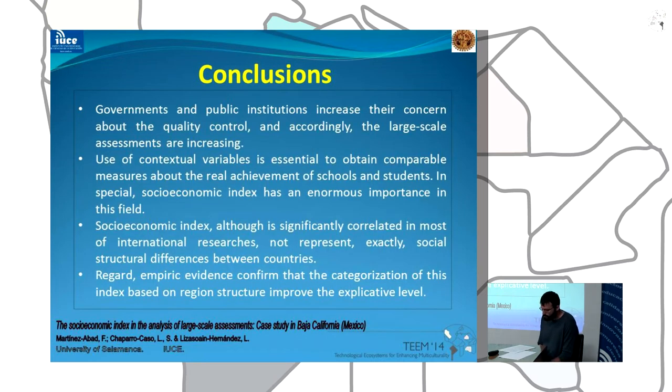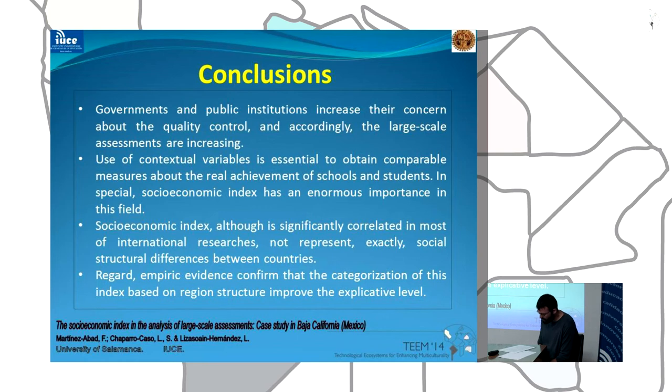In conclusions, first of all, it is evident that governments and public institutions are increasing their concern about quality control, and thus large-scale tests are increasing. Secondly, the literature emphasizes the crucial importance of the use of contextual variables to obtain comparable measures of the real achievement of schools and students. In this way, the socioeconomic index has enormous importance.